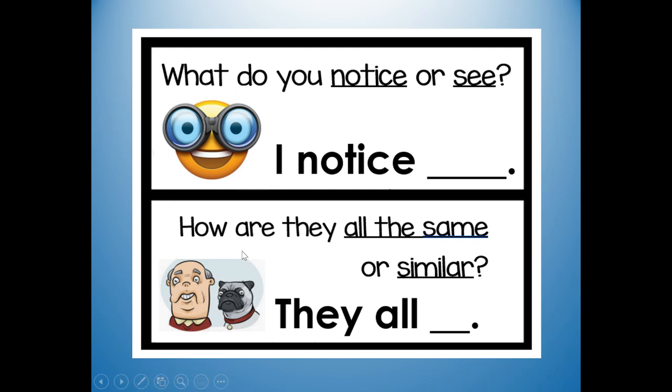The second question I'm going to ask for each group of pictures, how are they all the same or similar? So for example, if I look at this man with his dog, I would say they all have gray hair and beady eyes and funny looking jowls.